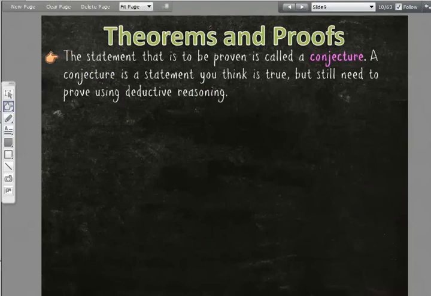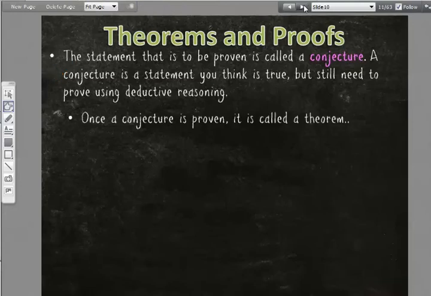Alright, the statement that is to be proven is called a conjecture. And a conjecture is a statement you think is true, but still need to prove using deductive reasoning. Once a conjecture is proven, it's called a theorem.